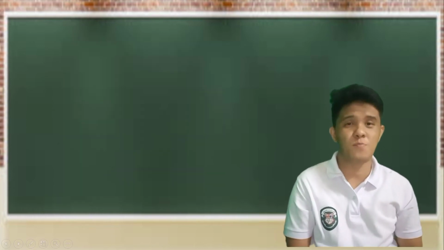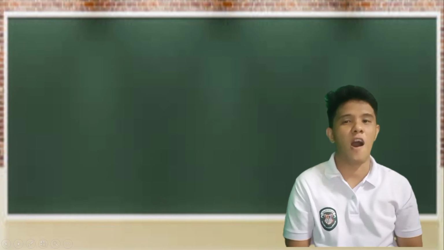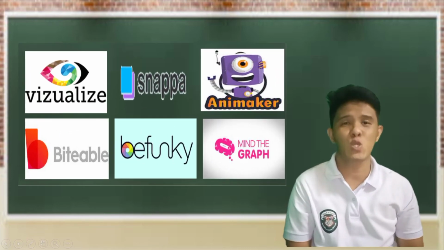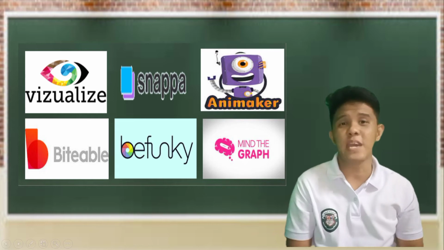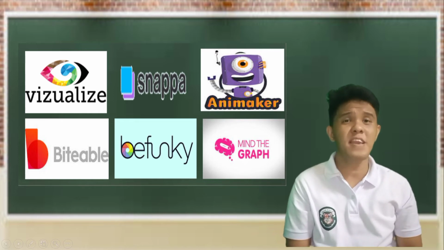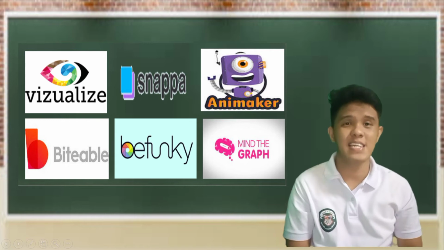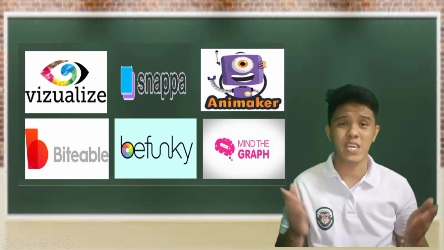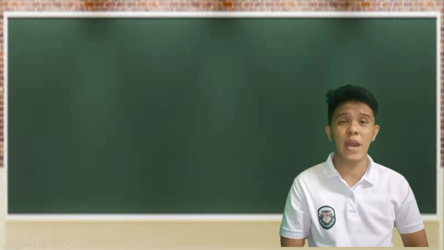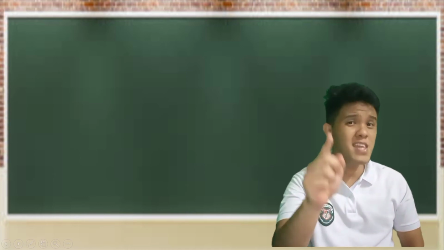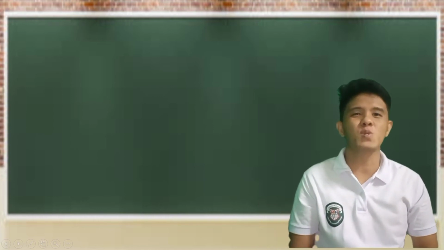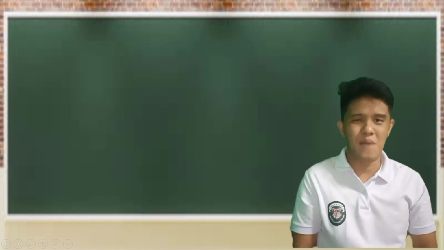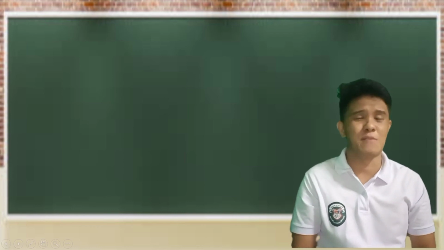The remaining 6 best infographic makers are: number 7, Visualize Me; number 8, Snappa; number 9, Animaker; number 10, Beatable; number 11, Be Funky; and last, Mind the Graph. Once again, those are the 12 best infographic makers that you can use in creating your infographic. Another part of this discussion will focus on combining text, graphics, and images.